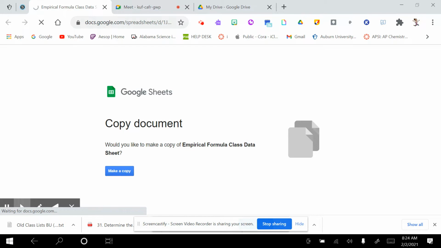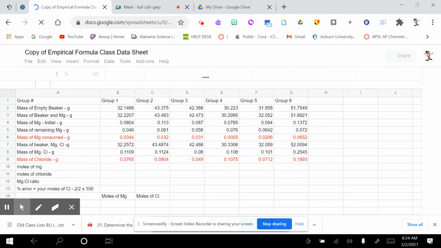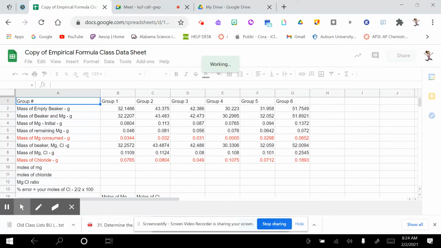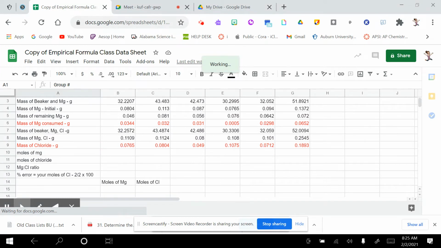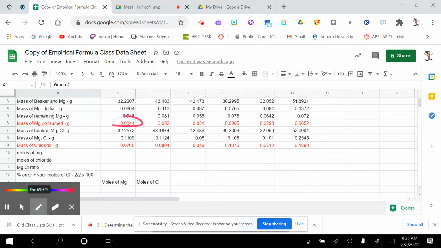I will get that changed. I forgot to share it with you, of course. But I'll get that changed. So here's all the information, and basically what you will do is take the two red numbers, and you're going to go from grams to moles, just like we did this morning. Okay? We are changing the grams here to moles. And that would be your moles of magnesium. You're going to do that for all.